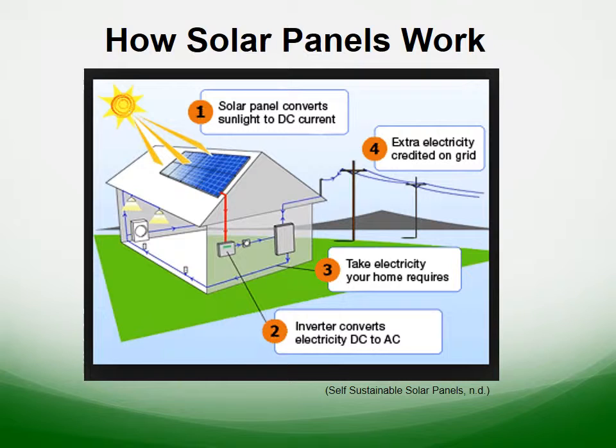Any surplus electricity that is not used by your home is fed back into the grid. And if you use more electricity than your solar system produces, electricity is drawn from the grid. Okay, now that we have an understanding of carbon footprint and how solar panels work, let's look at our mathematical problem.